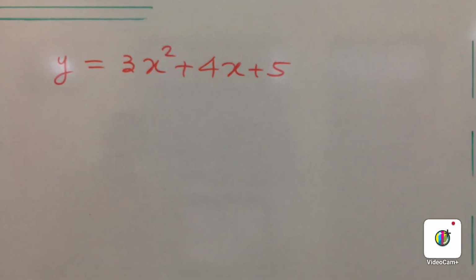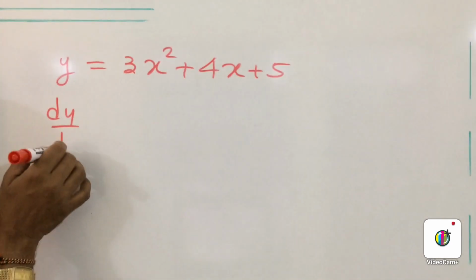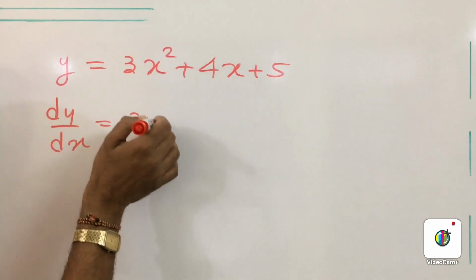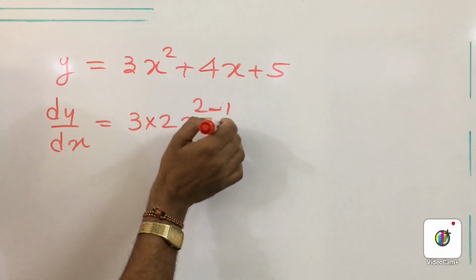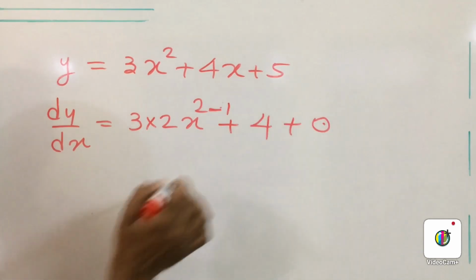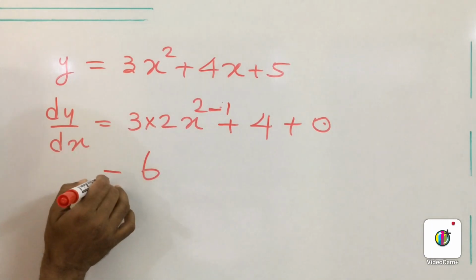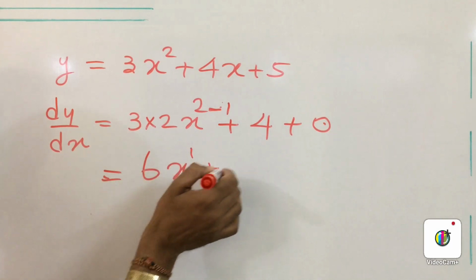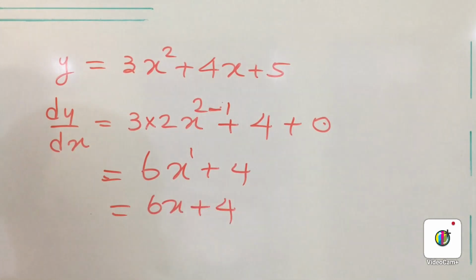When you differentiate this quadratic function, dy over dx equal 3, take the 2 in front of the x, 2 x to the power 2 minus 1, 1, plus 4x differentiation 4, the number 5 differentiation 0. Therefore 3 into 2, 6, x to the power 2 minus 1, 1, plus 4. Therefore the answer is 6x plus 4.